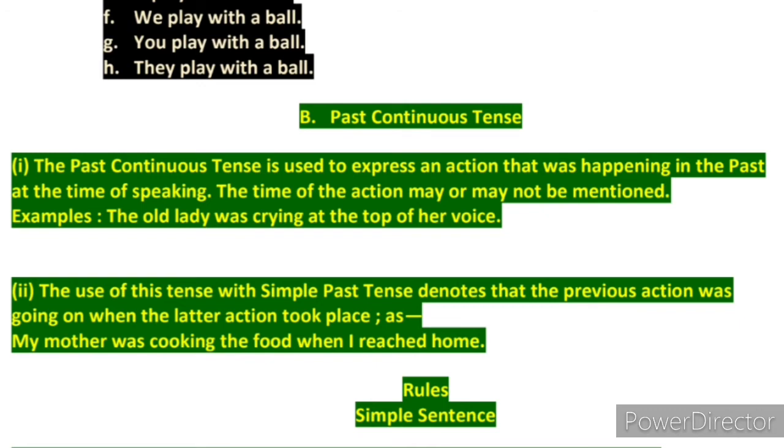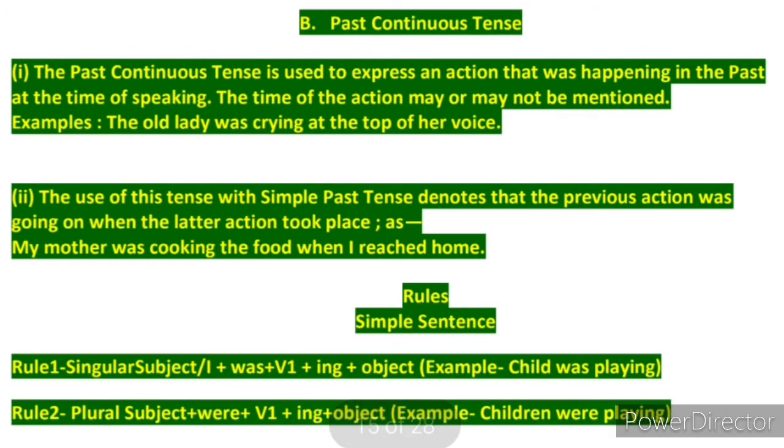Past continuous tense is used to express an action that was happening in the past at the time of speaking. The time of action may or may not be mentioned. For example, the old lady was crying at the top of her voice. Next, the use of this tense with simple past tense denotes that the previous action was going on when the later action took place. For example, my mother was cooking the food when I reached home. So now we'll study the rules.